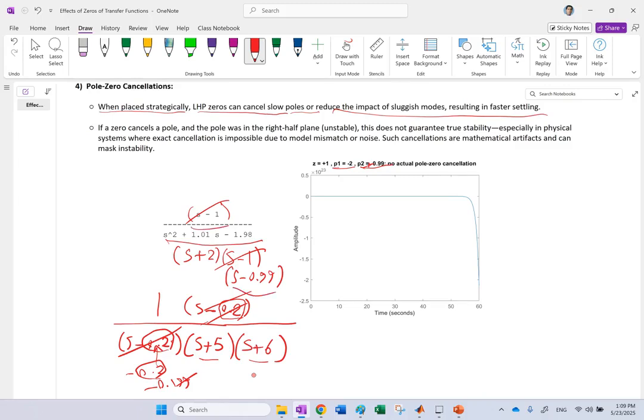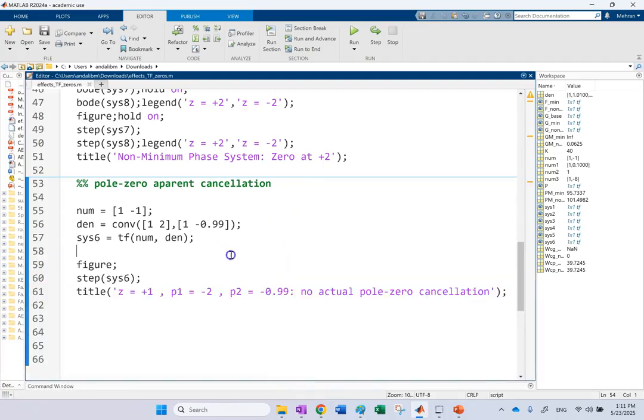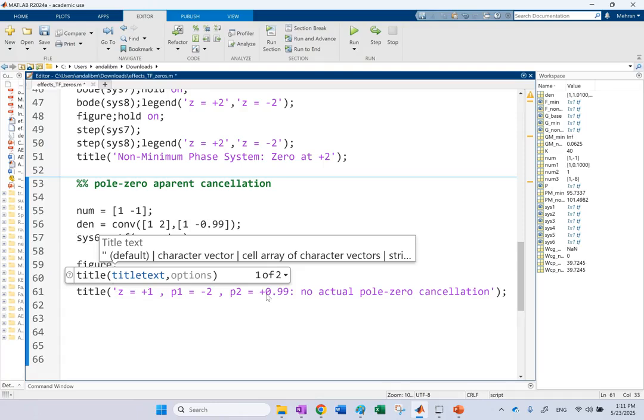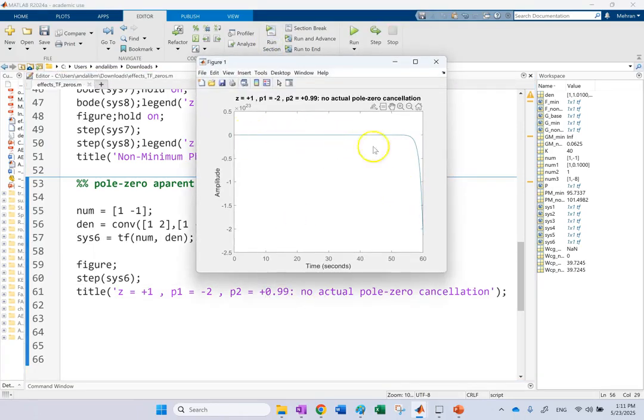And look at the step response of the system. Look how big it becomes, and this is clearly an unstable system. And this is that pole-zero cancellation, the same thing I showed you. And if I run this, you can clearly see that the response is unstable, as you can see.